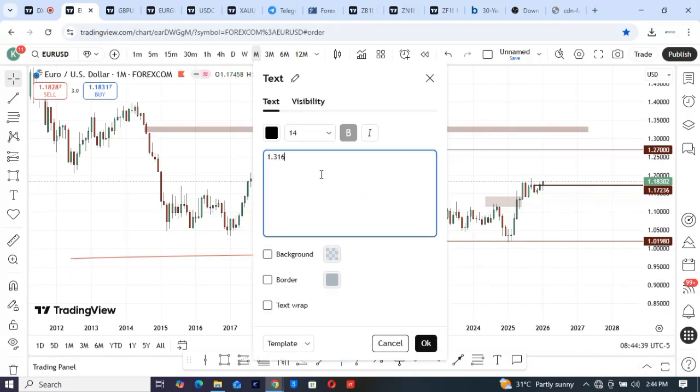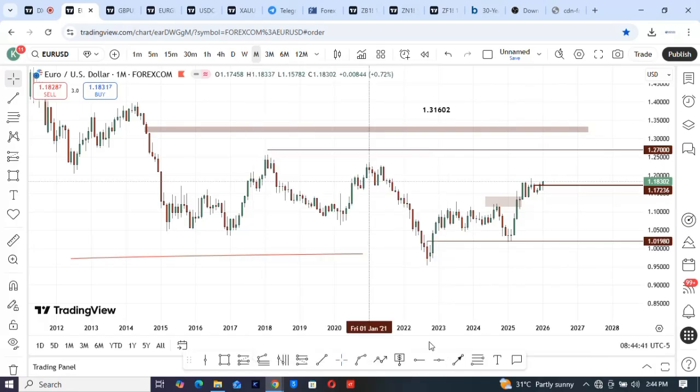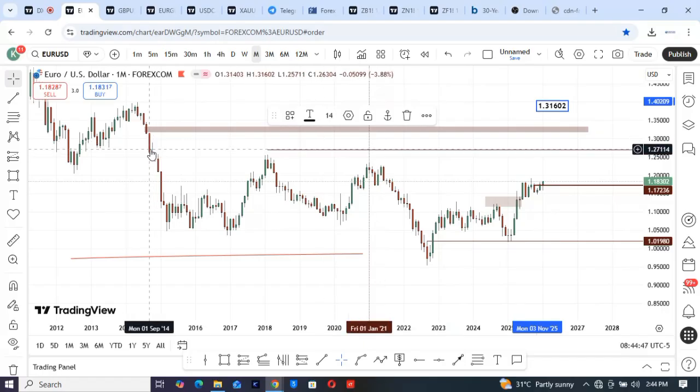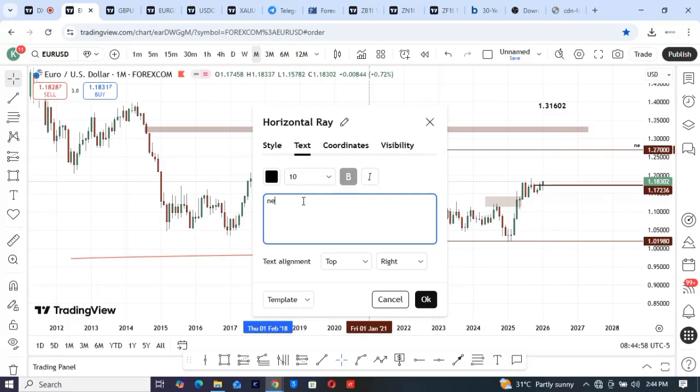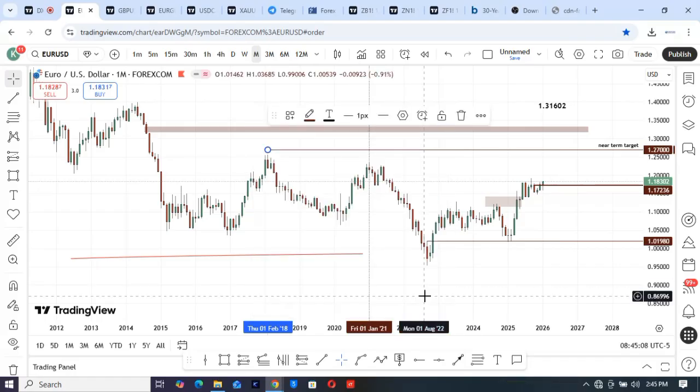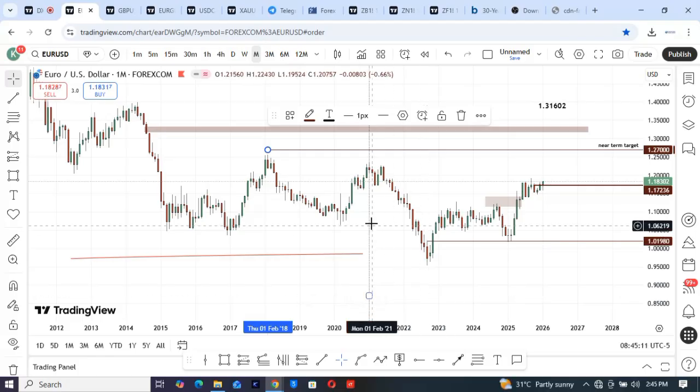1.31602. Okay, that is the lower limit of this fair value gap, 1.3162. But at the same time, here is a near-term target for the mega trade. But I do see price getting overzealous and actually reaching here, trying to fill up this inefficiency over here.